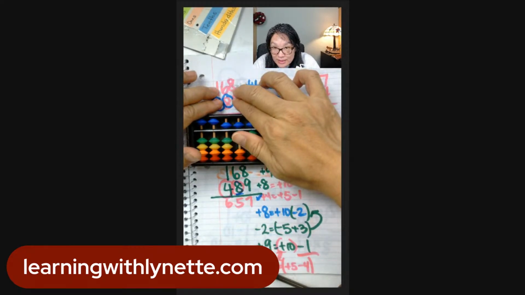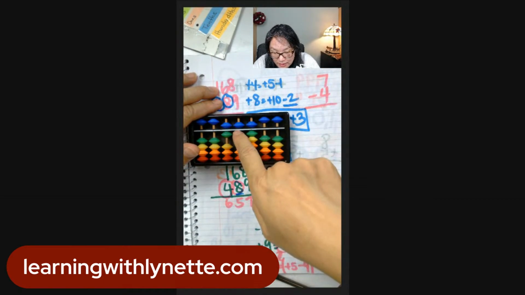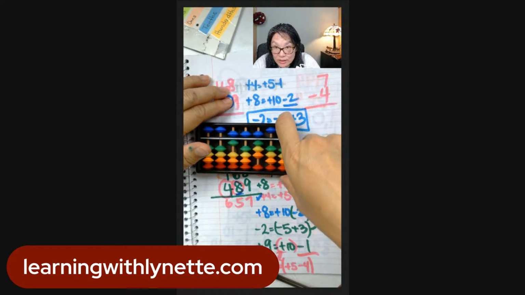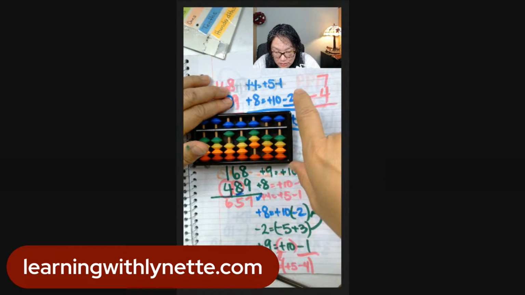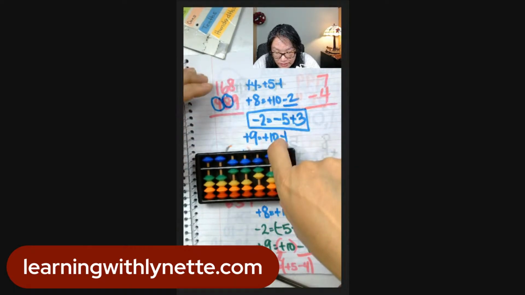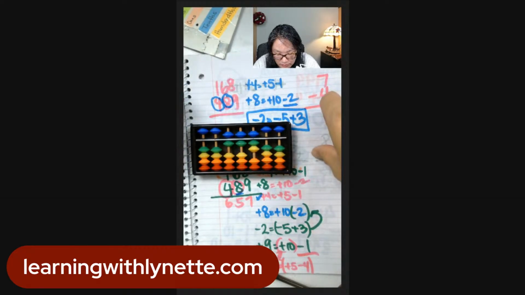And then I'm going to do plus the 8. Plus the 8 is what? Plus the 10 minus the 2. So I plus the 10 and I take away the 2. And then I have to plus the 9. Plus the 9 is what? Plus the 10, take away the 1. My answer is 667. No? Is that right?